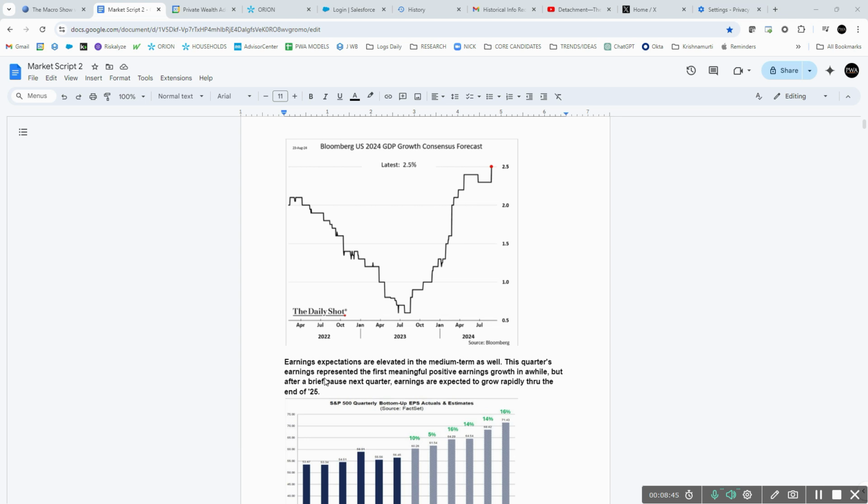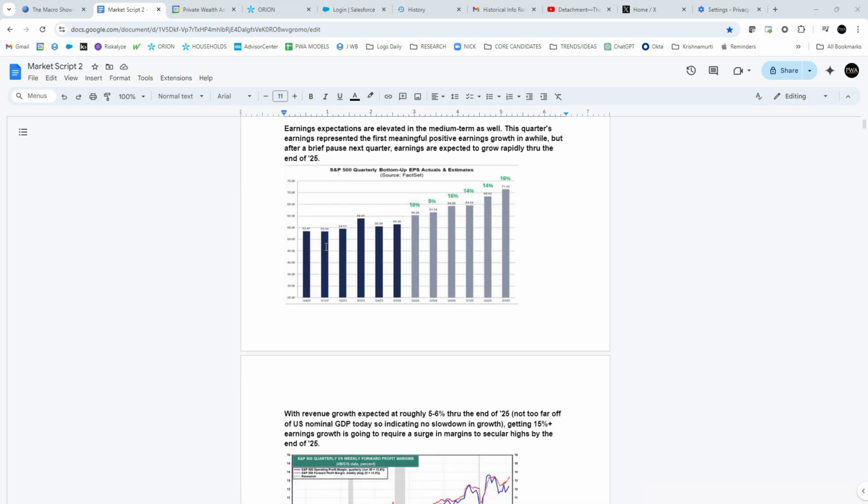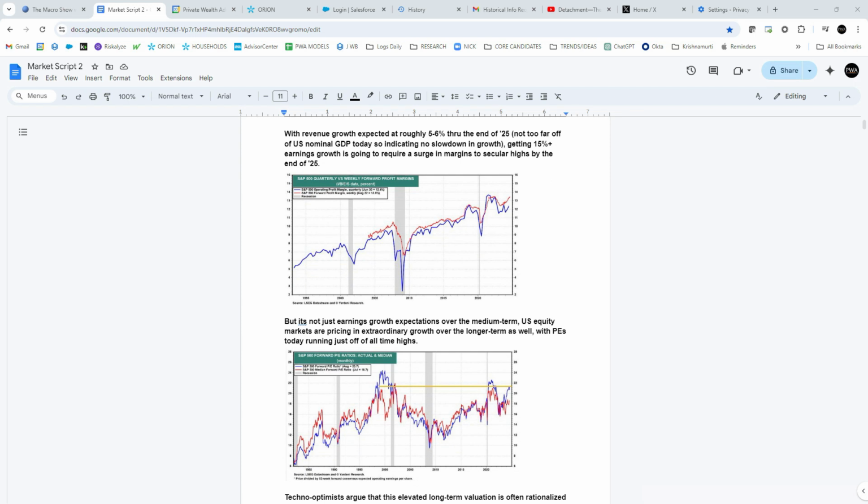This quarter's earnings represented the first meaningful positive earnings growth in a while. But after a brief pause next quarter, earnings are expected to grow rapidly through the end of 2025. With revenue growth expected at roughly 5 to 6% through the end of 2025, not too far off of U.S. nominal GDP, getting 15% plus earnings growth is going to require a surge in margins to secular highs, I'd say spectacular highs, by the end of 2025.